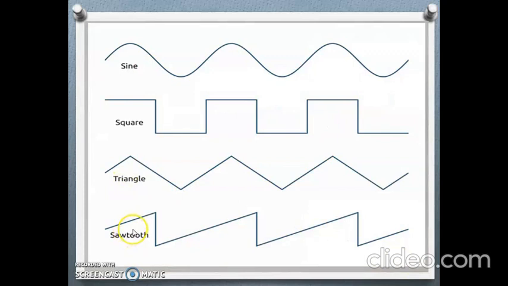Next, there are various types of waveform according to the shape. This represents the sine wave, named as sinusoidal waveform. These are the square, so it will be square waveform. This represents triangle, so it will be triangular waveform, and this represents sawtooth, so it will be known as sawtooth waveform. According to shape, there are various types of waveforms we have.